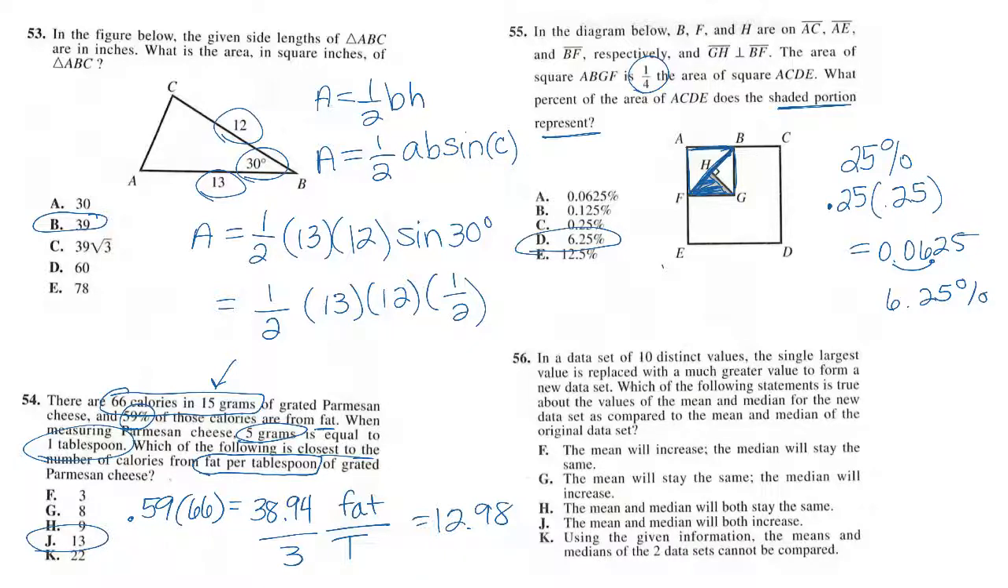Number 56 is really more of a reasoning problem. You have 10 distinct values, and then you're going to take the single largest value and replace it with an even bigger value. So which of the following is going to be true when you compare the mean and median? Well, you're not adding anything to the set, so you know the median should stay the same. So the only options you really have left to choose from are F and J. But if you're increasing the biggest value, then the mean will also increase. So that's going to be answer choice F.